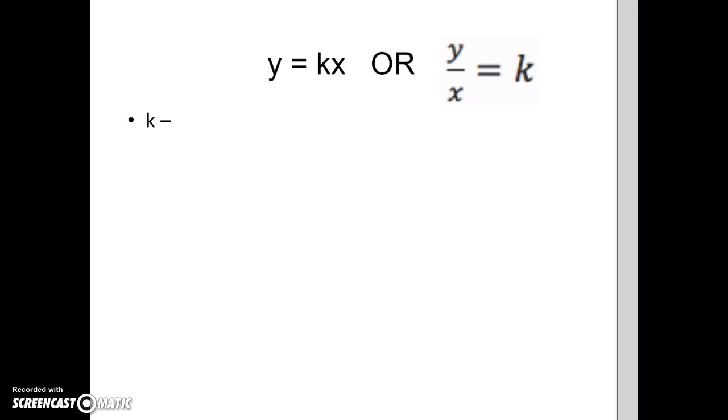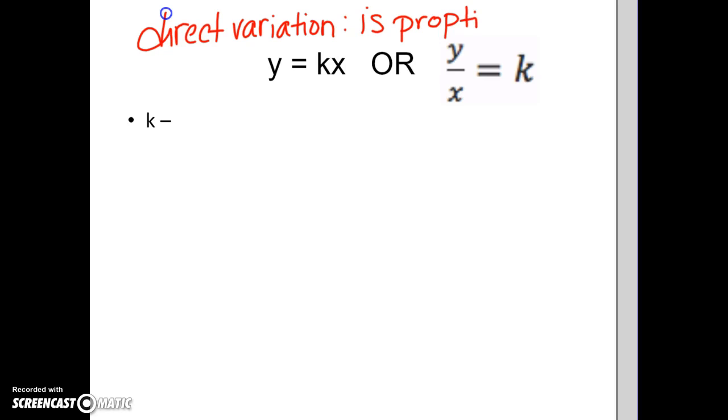We actually have two equations that represent direct variation. And direct variation actually means a proportion. So direct variation is proportional.